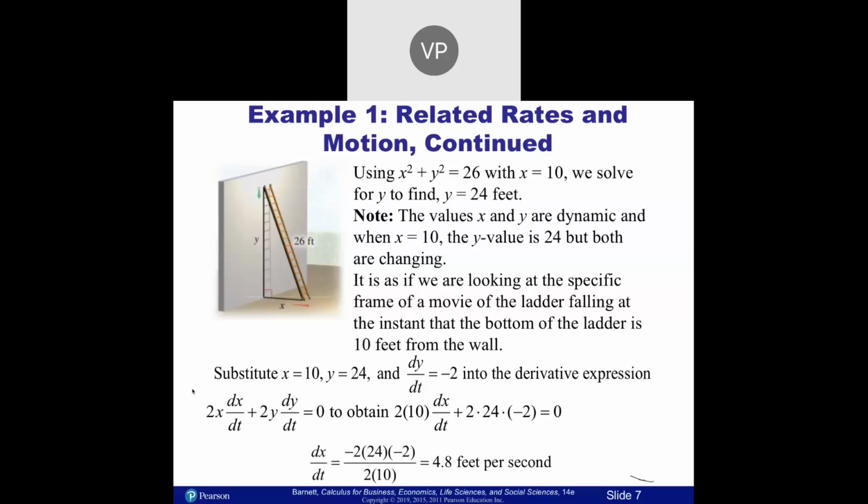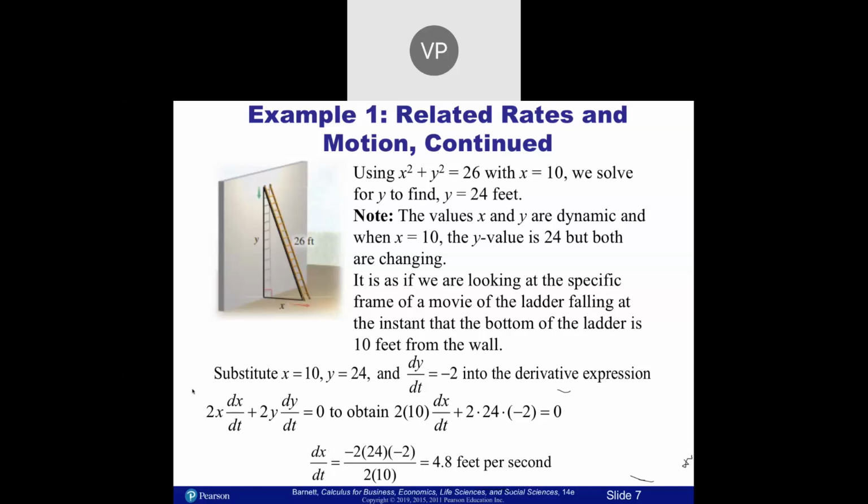So we just have to clean it up a little bit. Remember, this thing comes out to be all this on the right side. We move this over to this side over here. That's why it became a negative in front. And then we divide by the 20. They didn't show all the algebra, but that's what they did. They moved that over, they divided by the 20 out front, and it comes out to be 4.8 feet per second.